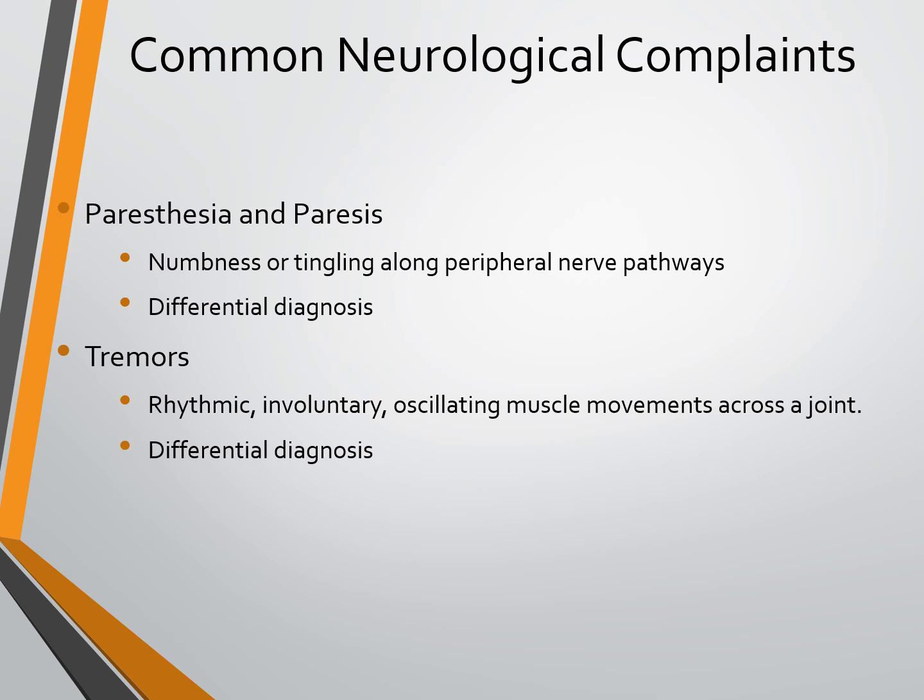Another neurological complaint that patients may present with is talking about paresthesias or paresis. That is a numbness or tingling, which is along the peripheral nerve pathways. And then you want to make sure that you think about what the differentials are that may be applicable to that. Patients can also present with tremors. That's that rhythmic, involuntary, oscillating muscle movements across the joints. When and if somebody presents with tremors, you want to be thinking, is it Parkinson's? Is it medication induced? Is it alcohol induced? So asking the appropriate questions and performing comprehensive examinations to rule out or rule in those.